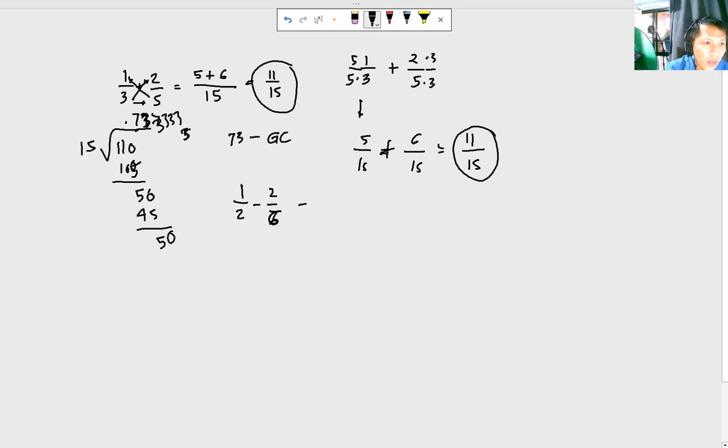So meaning, the denominator becomes 6. So the 1/2, you multiply 1/2 with 3 all over 3, so 3 all over 3, minus 2 all over 6. Okay? 3 all over 3 is still 1. It's just so both denominators are 6, which is the LCD. So 3 all over 6 minus 2 all over 6, you would have 3 minus 2 all over 6, which is 1 all over 6.